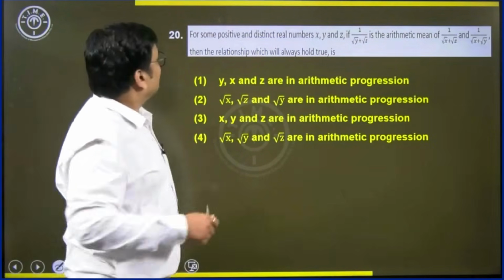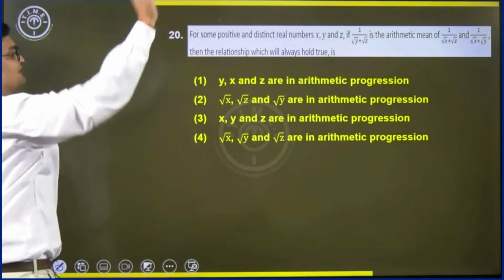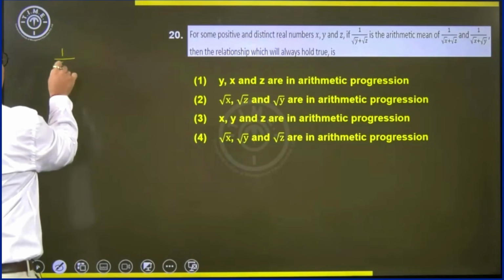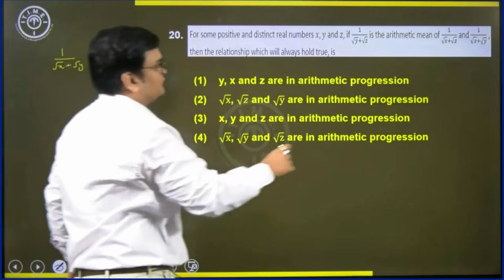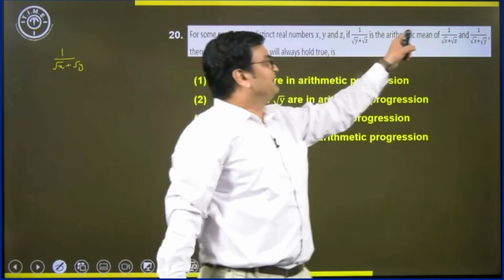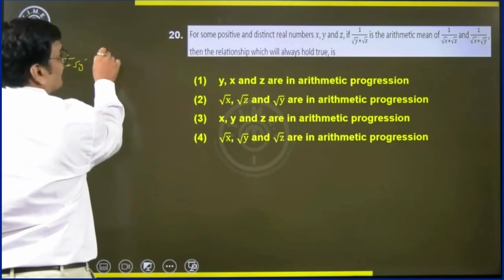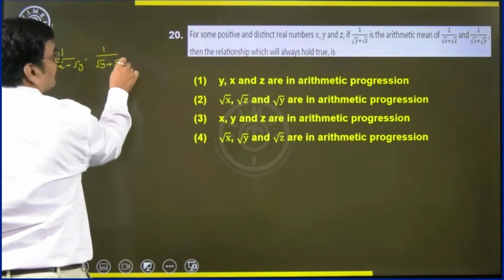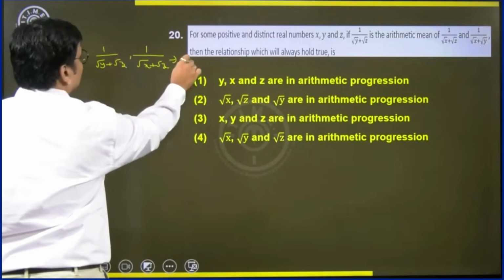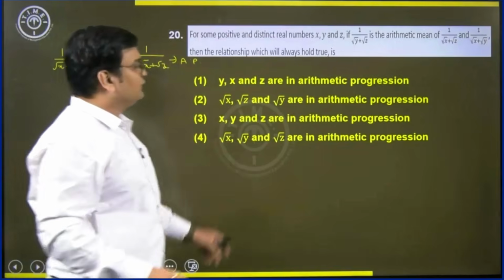Next, for some positive and distinct real numbers x, y and z, 1 by root y plus root z is the arithmetic mean of the other two. That would mean what? 1 by root x plus root y. Suppose this is the first term, second term and third term. If this is the arithmetic mean of the first and third term, that means they are in AP, right? The 3 terms in order are in AP. 1 by root x plus root z. Can I say they should be in AP? If these 3 terms are in AP, then which of the following will always hold true?